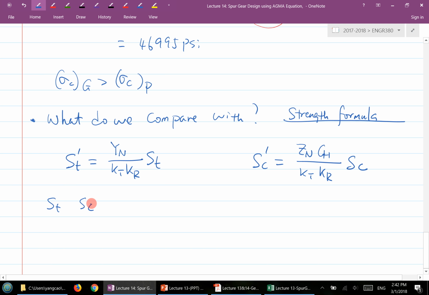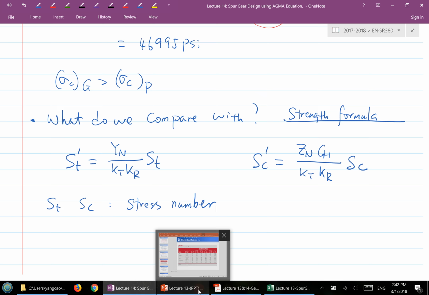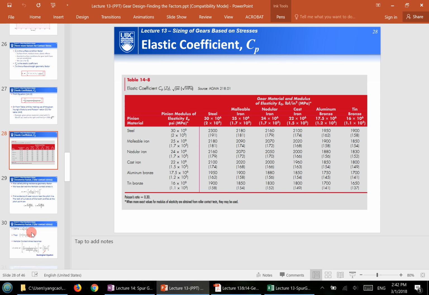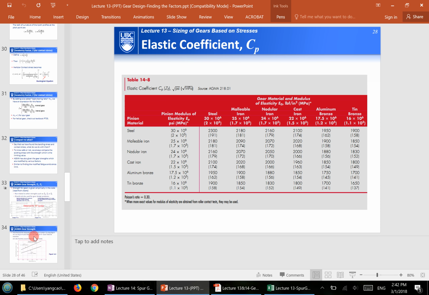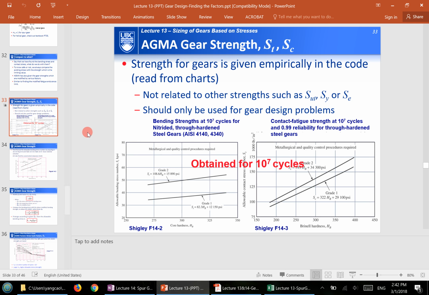This SC and ST are called stress numbers. The subscript ST is for bending, and SC is for the contact stress number. So how do I find the stress number? There are a number of figures in the textbook that you can use to find the stress numbers.